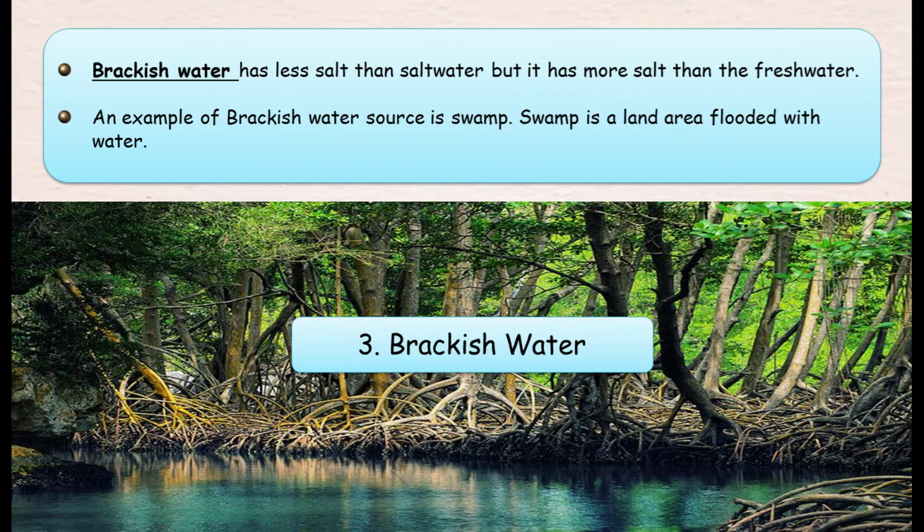Swamp is another example of a surface water source. A swamp is a land area flooded with water. Its water can be salt water, brackish water, or fresh water. Brackish water has less salt than salt water, but it has more salt than fresh water.